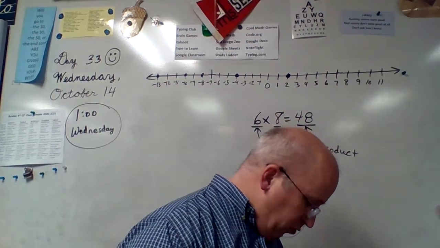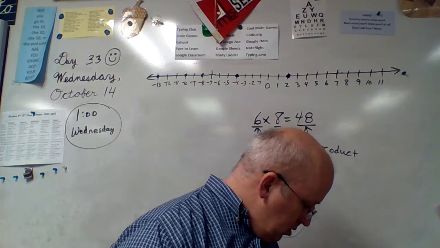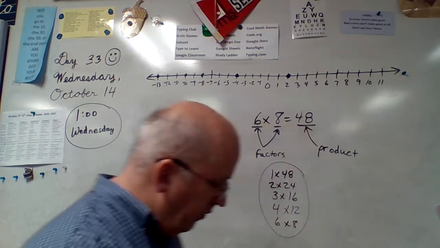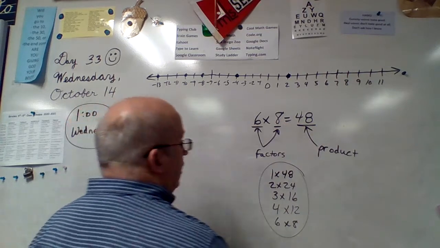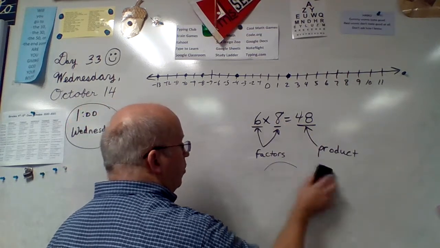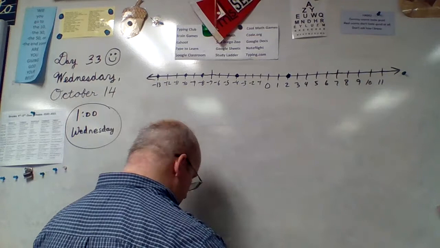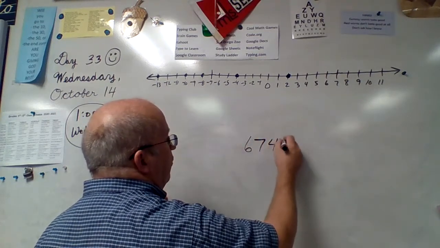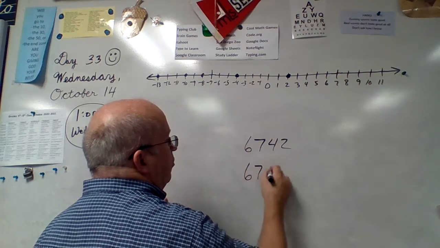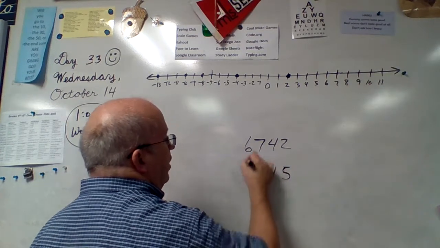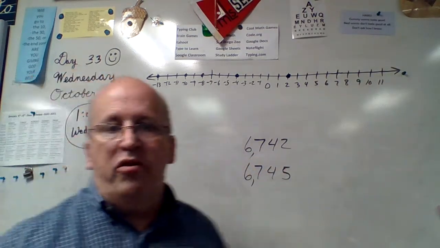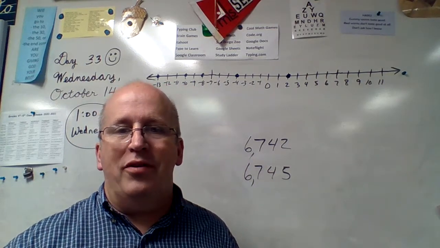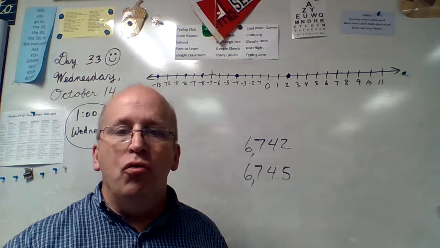On the bottom of page 148, there are some things called the divisibility rules that hopefully by now you're familiar with, but let's review them. If I wrote the following numbers on the board, 6,742 and 6,745, and I said to you, which one of those is evenly divisible by 2?